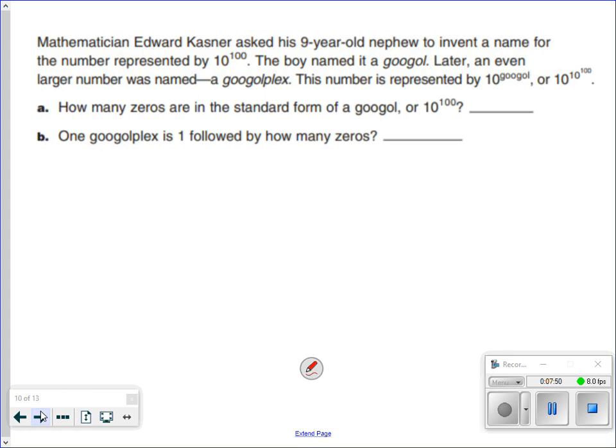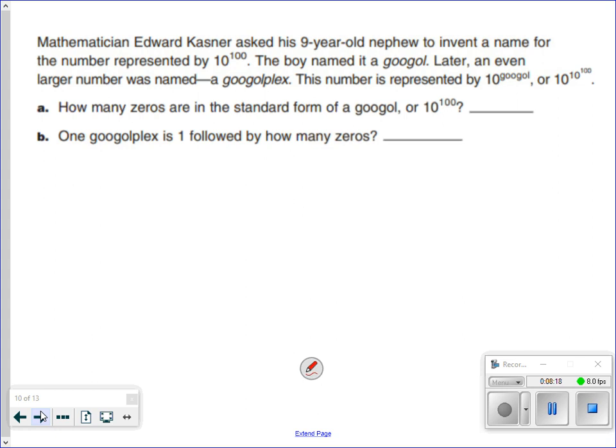Take a look at this problem. A mathematician, Edward Kasner, asked his 9-year-old nephew to invent a name for the number represented by 10 to the 100th power. The boy named it Googol. Later in the event, an even larger number was named Googolplex. This number is represented by 10 to the Googol, or 10 to the 10 to the 100. Holy moly. How many zeros are in the standard form of Googol or 10 to the 100?